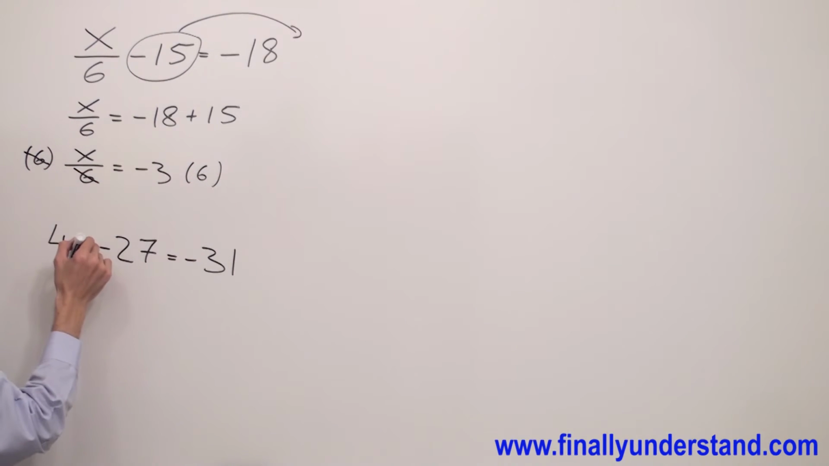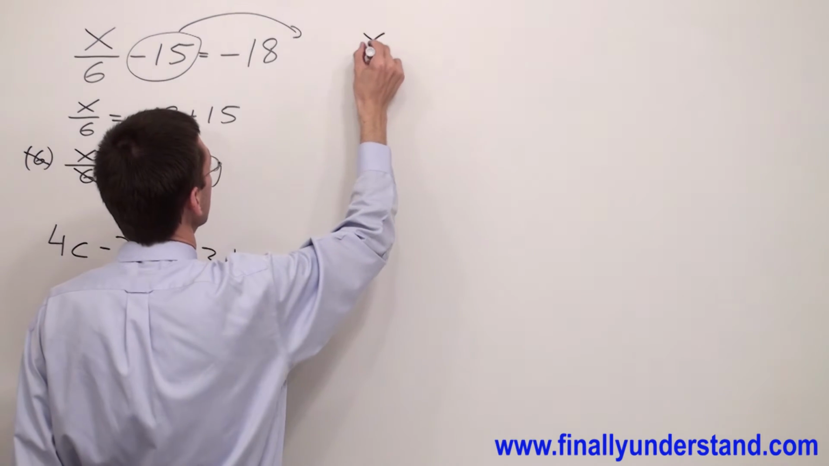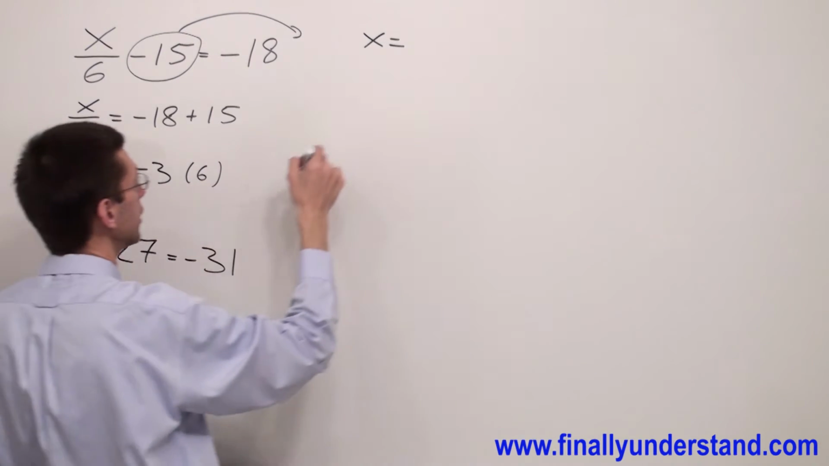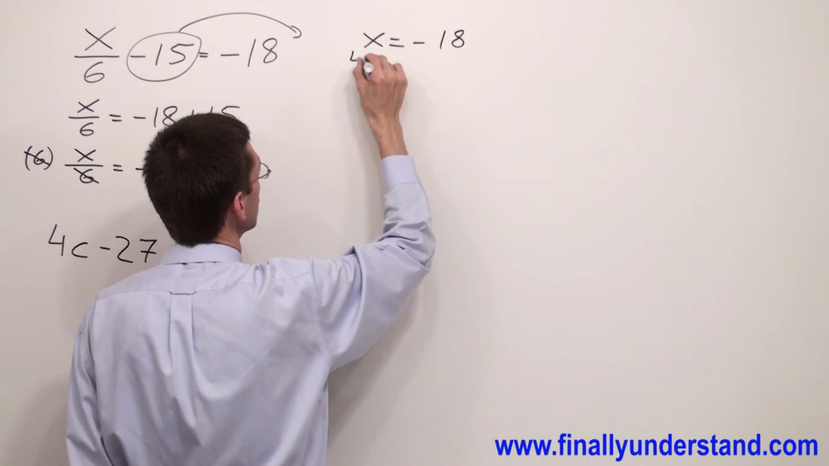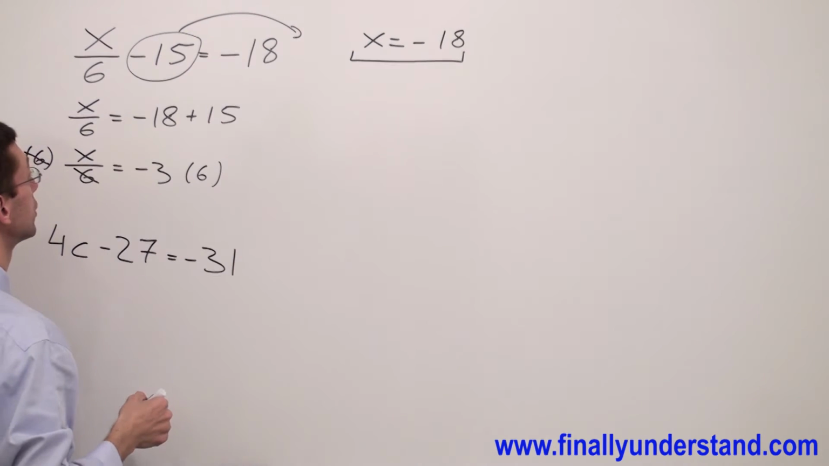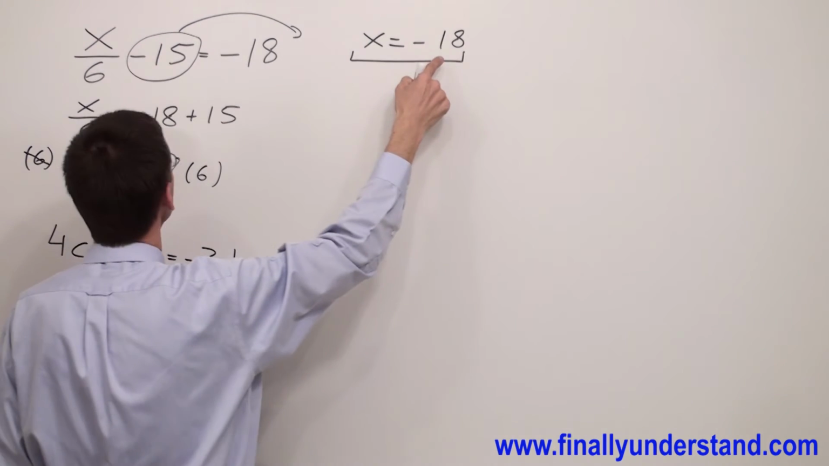6 and 6 will cancel out, and you will have x equals negative 3 times 6 gives me negative 18. This is the solution to my problem. Let's verify if this is correct answer. Simply replace this x by negative 18.